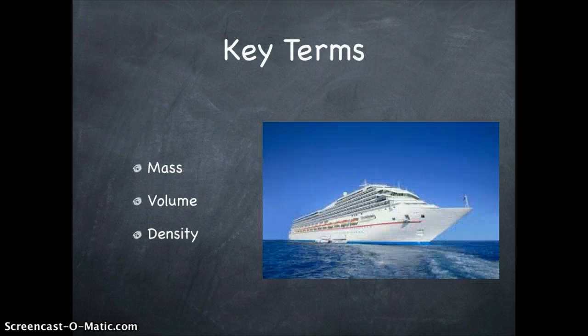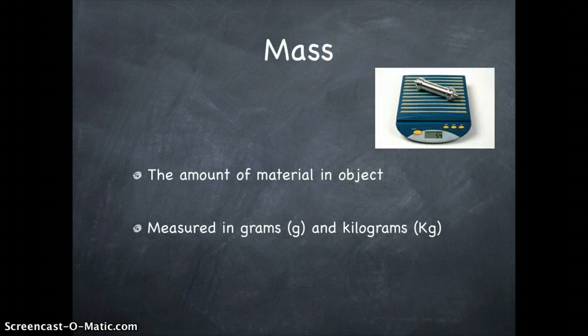Did you ever wonder how a cruise ship can be that big and still float? Well, there are three things about that cruise ship that you need to know, and those three things will help you get the most out of your paper boat. They are mass, volume, and density. As you may already know, mass is the amount of material in an object, and is measured in grams and kilograms using either a scale or a balance.